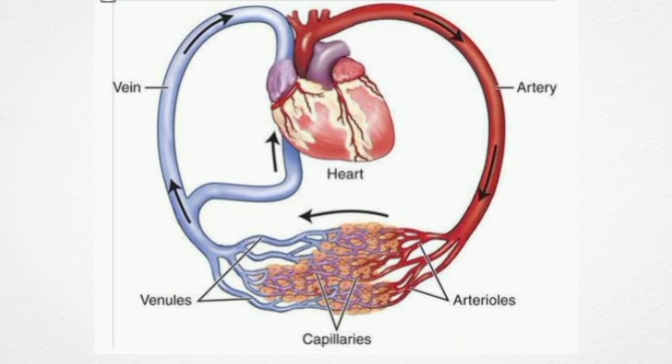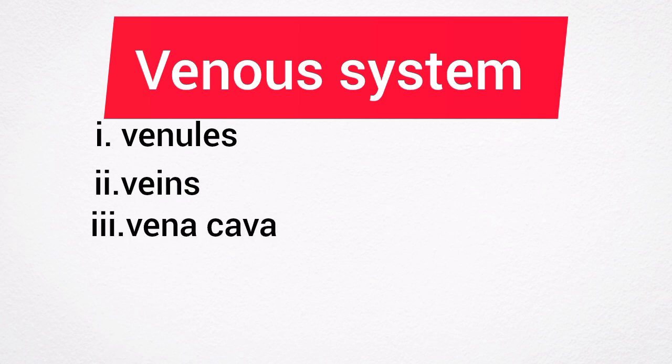The arterioles continue as capillaries, which are small thin-walled vessels having a diameter of about 5 to 8 microns. The capillaries are functionally very important because the exchange of materials between the blood and the tissues occurs through these vessels. Now let's talk about the venous system. From the capillaries, the venous system starts, and it includes the venules, the veins, and the vena cava.